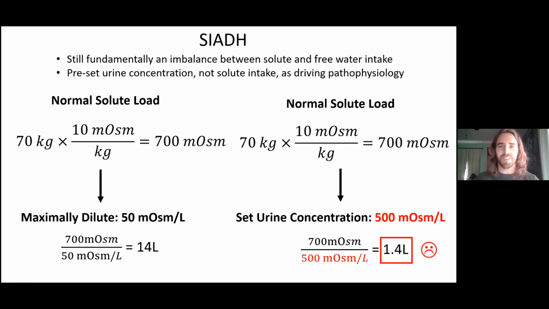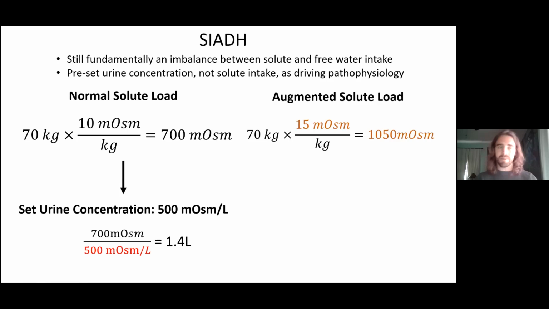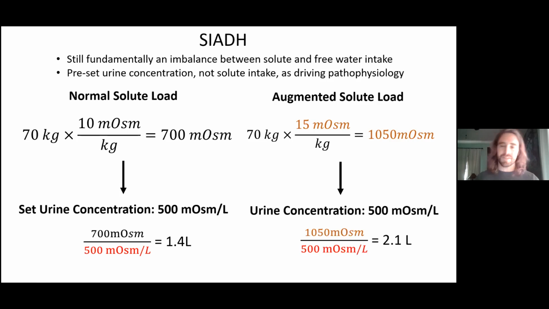Cool. Okay. So again, this is our issue. We have normal solute load, but our urine concentration is too high. But what if we augment our solute load as a way to help these patients out with their fluid restriction? So let's say instead of a diet that's 10 milliosms per kg, all of a sudden now we're giving them a 15 milliosms per kg diet. And so this total solute that we have to work with has gone from 700 to just 1050.